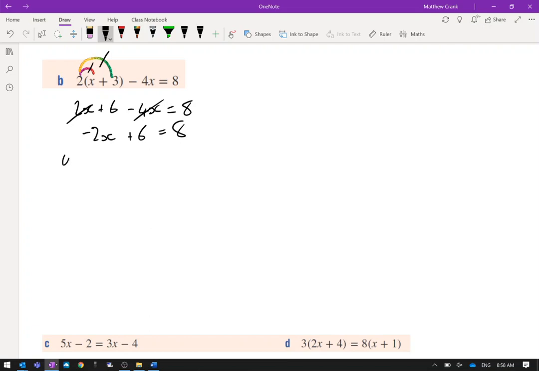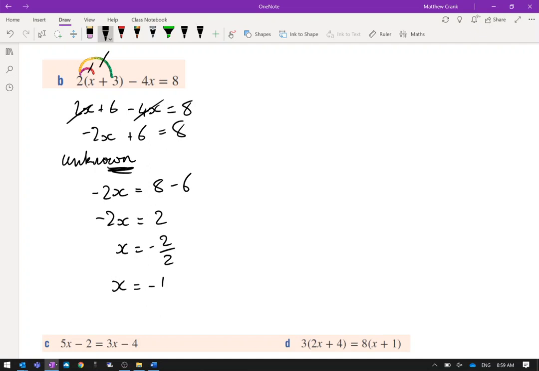So now we've only got one unknown, and our process to solve these linear equations is to get the unknown on its own. So now that we've only got one, we're able to engage with our regular process. So now we've got negative 2x equals 8, and we'll take the positive 6 over as negative 6, which gives us negative 2x equals 2. Times negative 2 comes over as divide by negative 2, and we get x equals negative 2 on 2, and 2 divided by 2 is 1.